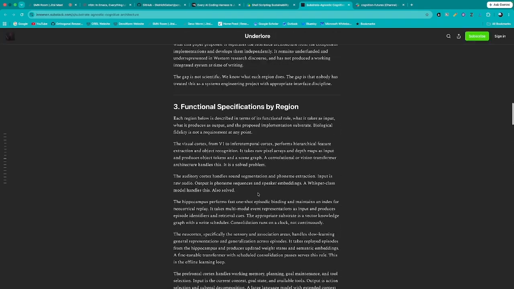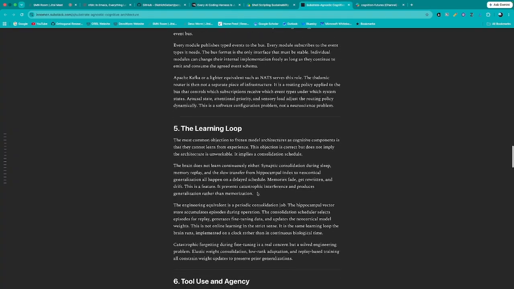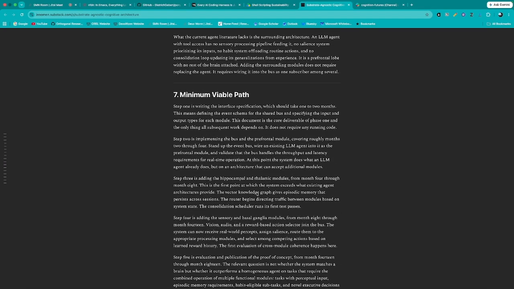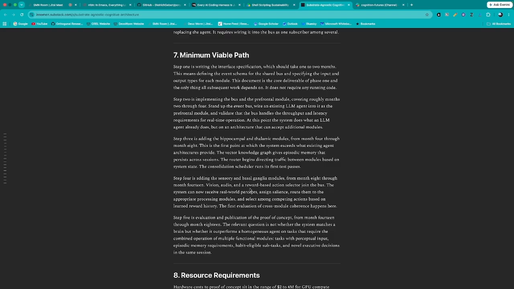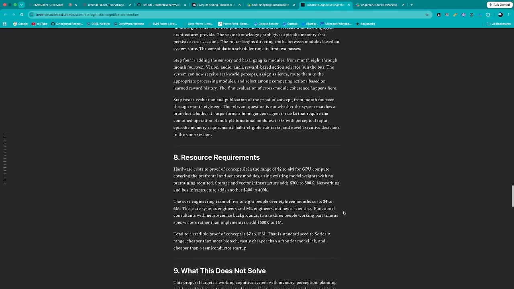Okay, so then it goes on to talk about different functional specifications by region, the integration layer, the learning loop, tool use and agency, then the minimum viable path to this. So what are the steps that you need to implement? Step 1 is writing the interface specification. Step 2 is implementing the bus and prefrontal module. Step 3 is adding the hippocampal and thalamic modules. Step 4 is adding the sensory and basal ganglia module, so adding in these different components of the quote-unquote brain, these homogeneous or heterogeneous components. And then step 5 is evaluation and publication of the proof of concept.